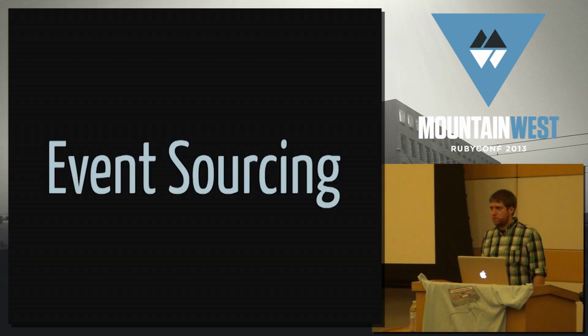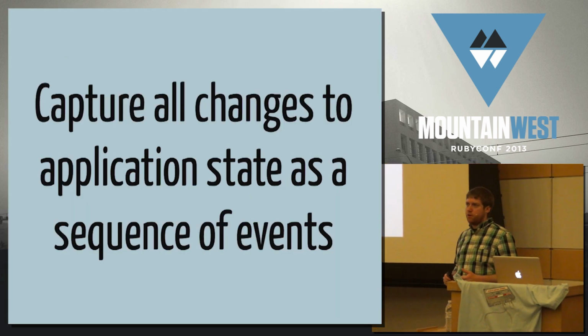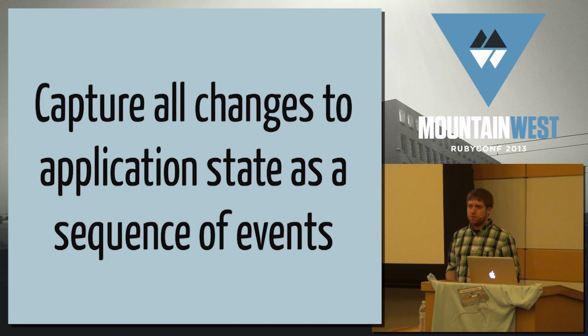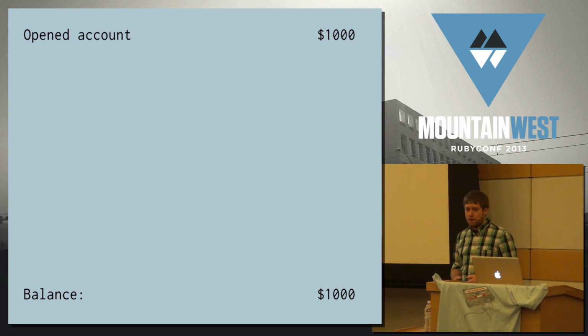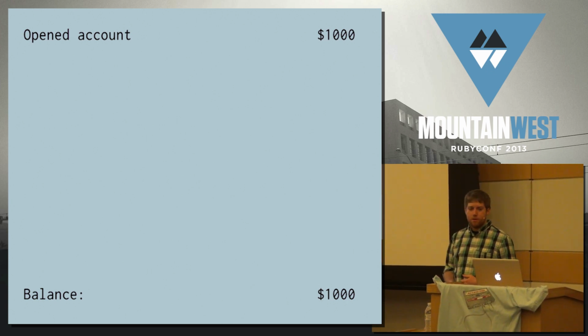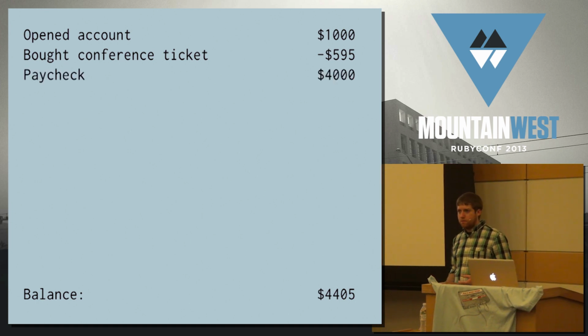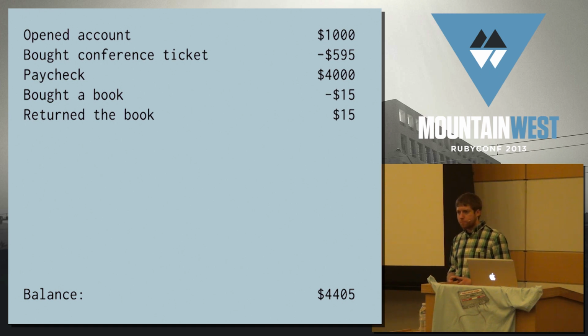So next up is event sourcing. Event sourcing is when you capture all of the changes to your application state as a sequence of immutable events. And this is best explained with an example. We're going to use a bank checking account. So you open the account, you put $1,000 into it, and your balance is $1,000. You buy a conference ticket, your balance goes down. You get paid, your balance goes up. You buy a book, and you return it, and your balance goes back to what it was before.